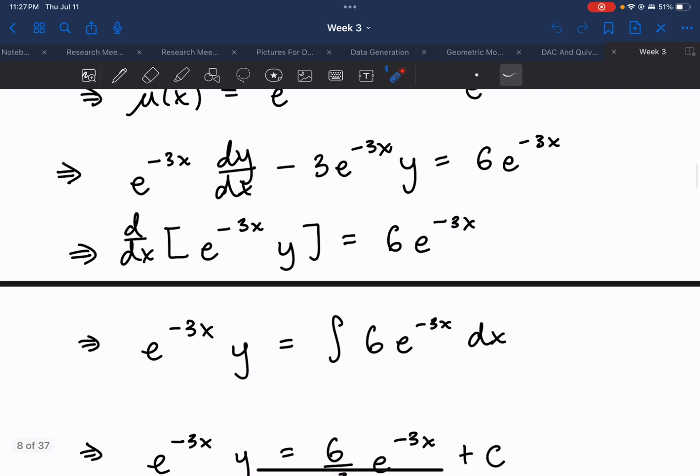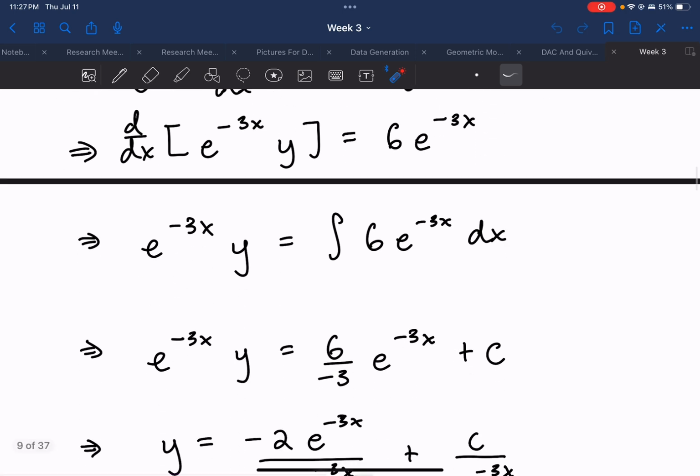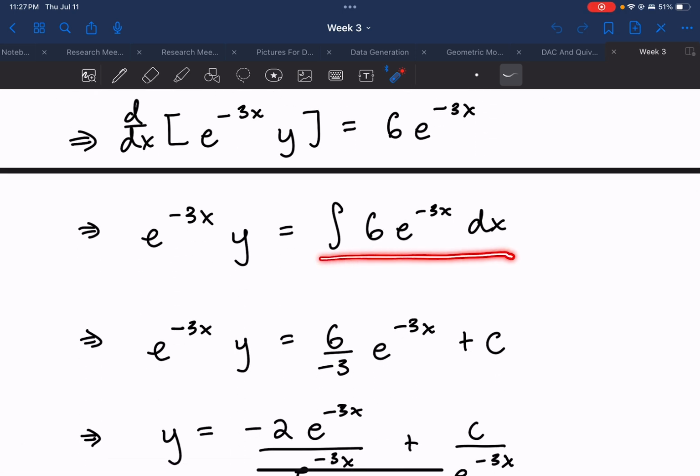How do I get rid of this derivative? I'm just going to integrate both sides with respect to x. When I integrate this derivative, they cancel, and I'm left with e to the negative 3x times y. On this side, I'm going to integrate 6e to the negative 3x. The integral of e to the negative 3x is negative 1/3 e to the negative 3x, so now I get 6 over negative 3 e to the negative 3x plus my friendly integrating constant.